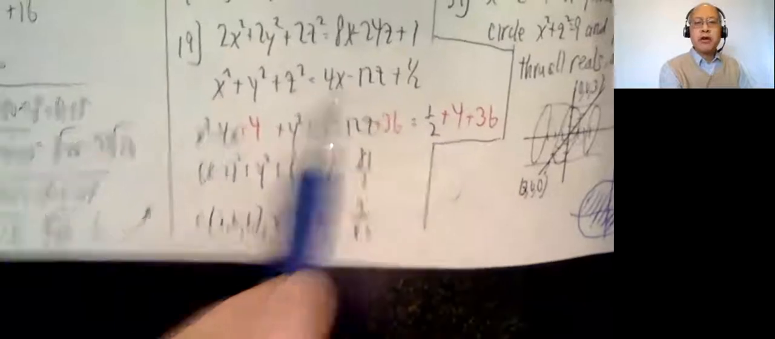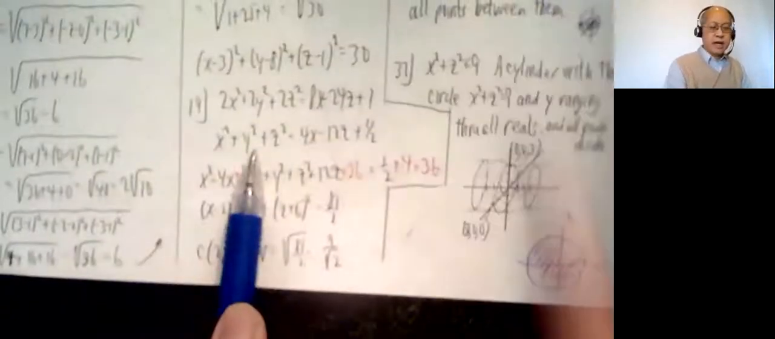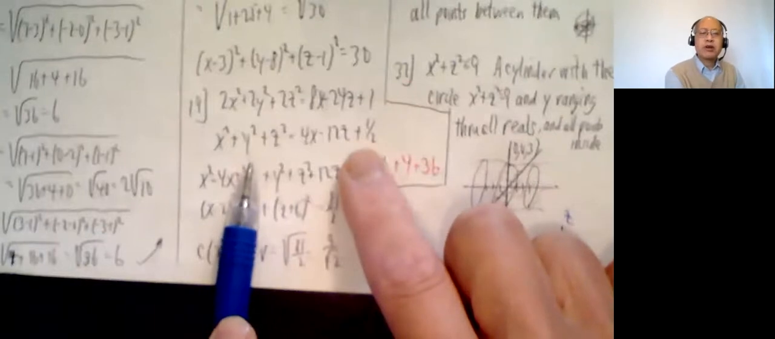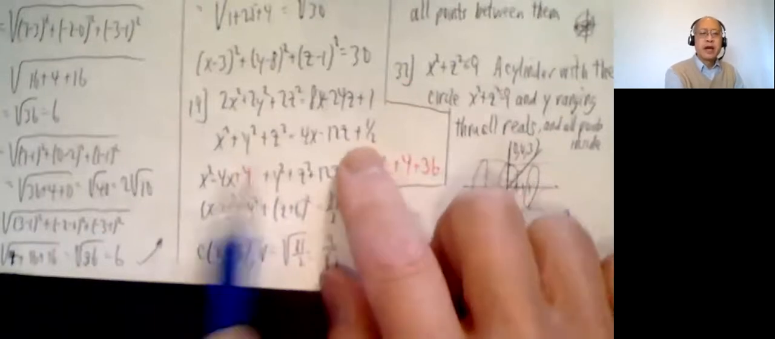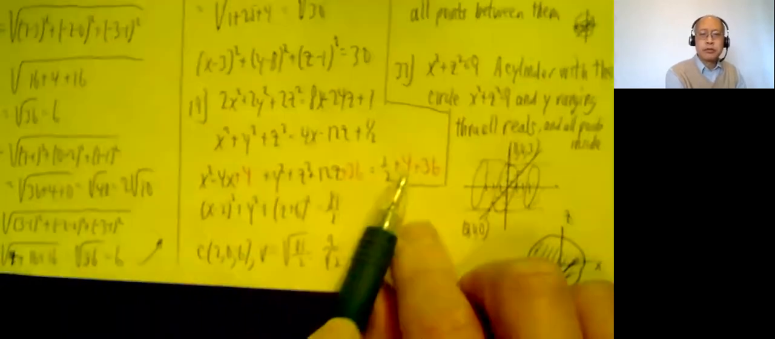Okay, move the 4x over, it'll become a negative 4x. Move the negative 12z over, it'll become positive 12z. And then I complete the square. Remember completing the square? Take half the coefficient of x and square it. Half of negative 4 is negative 2. Square it, you get 4. So plus 4 on both sides.